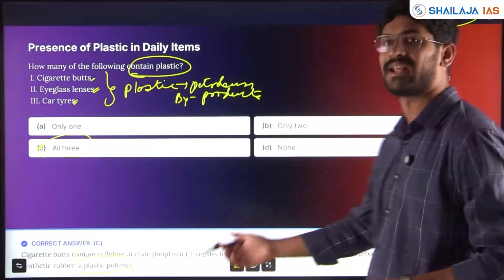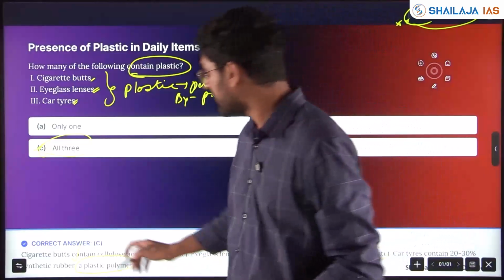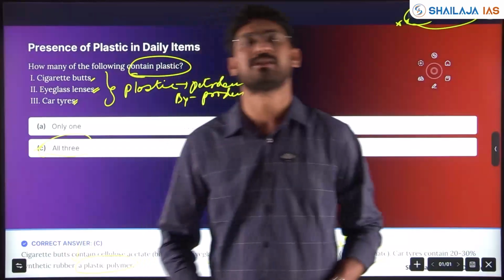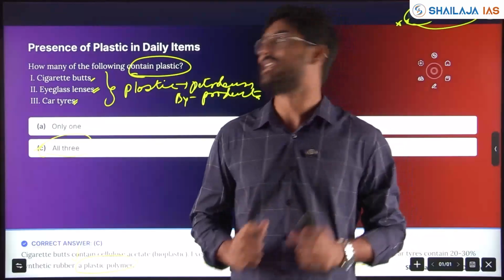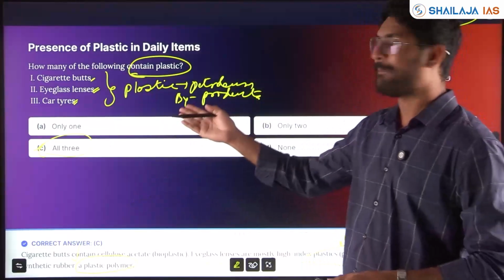Car tires, it's synthetic rubber now, not just natural rubber. We do the vulcanization process for the rubber, and we use plastic to make synthetic rubber. So all three have plastic here.